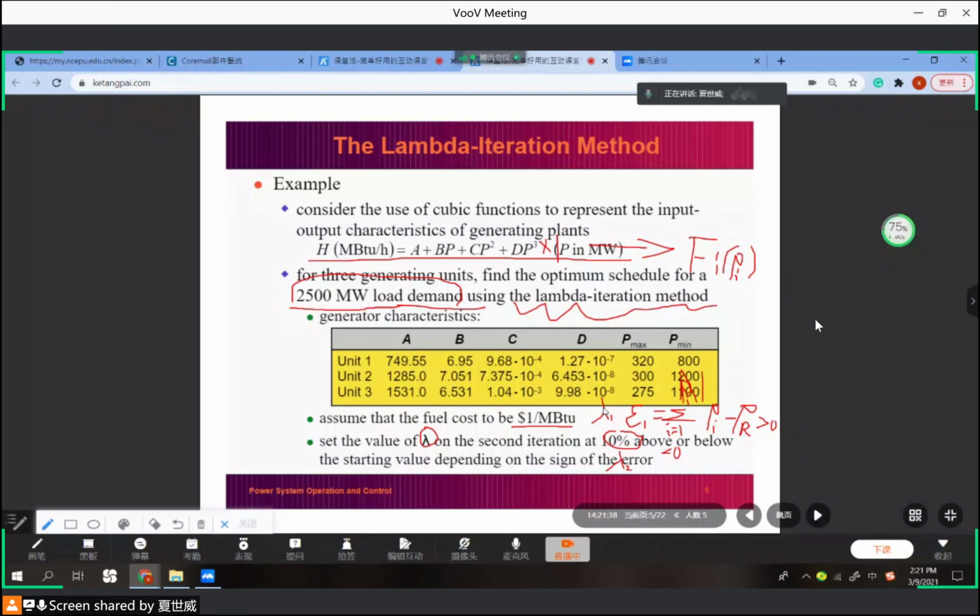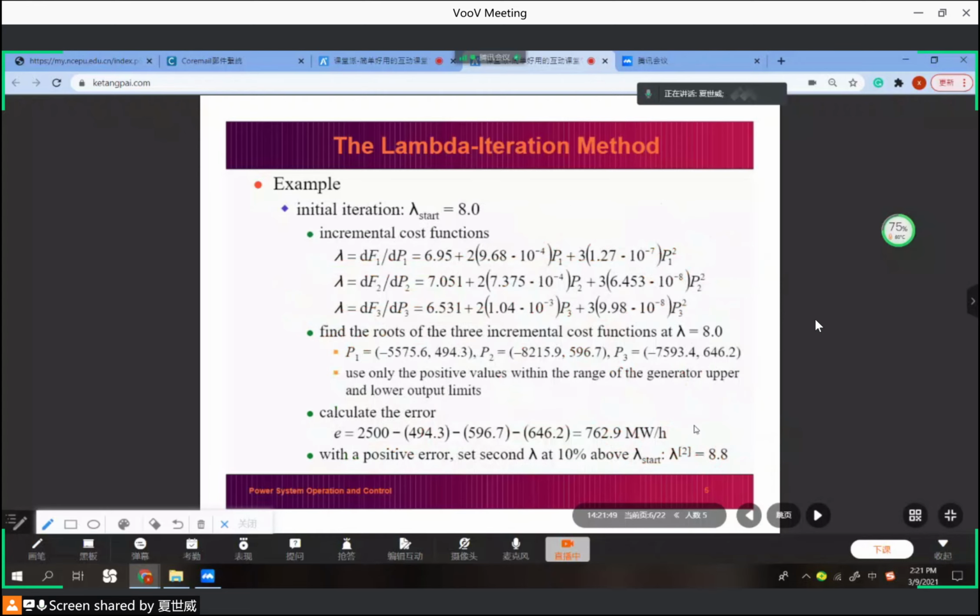Okay. After you have the values of lambda 1 and lambda 2, you should update lambda 3, lambda 4 by the extrapolation or interpolation method. Okay. So let's see how to solve this problem. First, we take the lambda value as 8. Then you will calculate P1, P2, P3 based on incremental cost. For generator 1, the incremental cost is the first order derivative of F1.